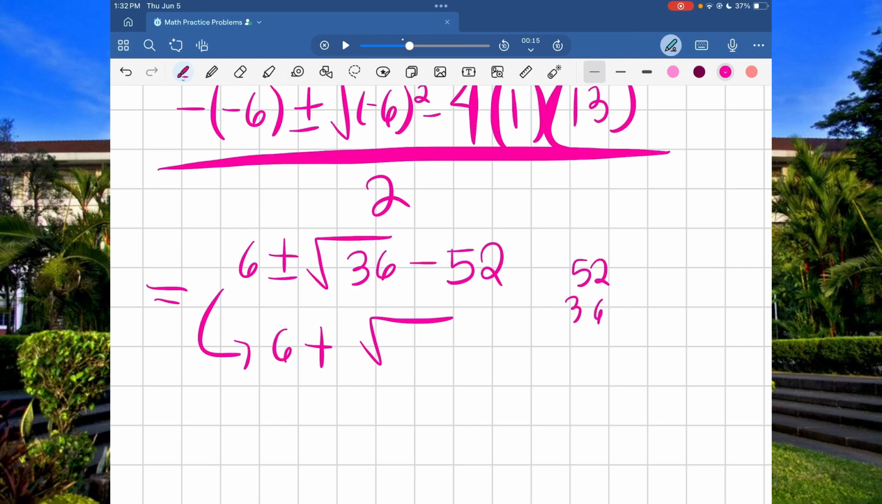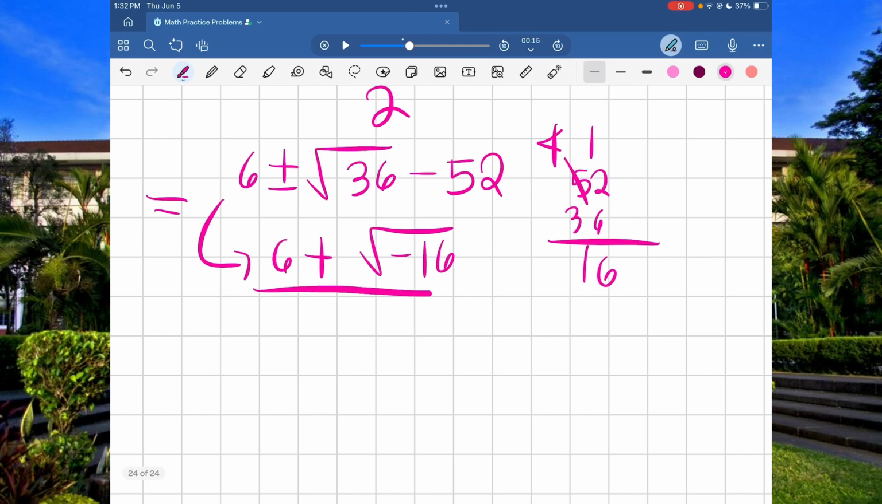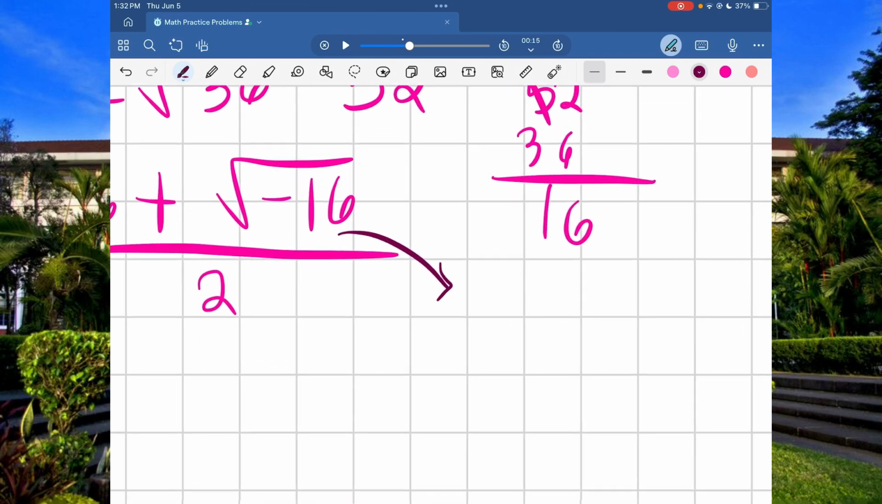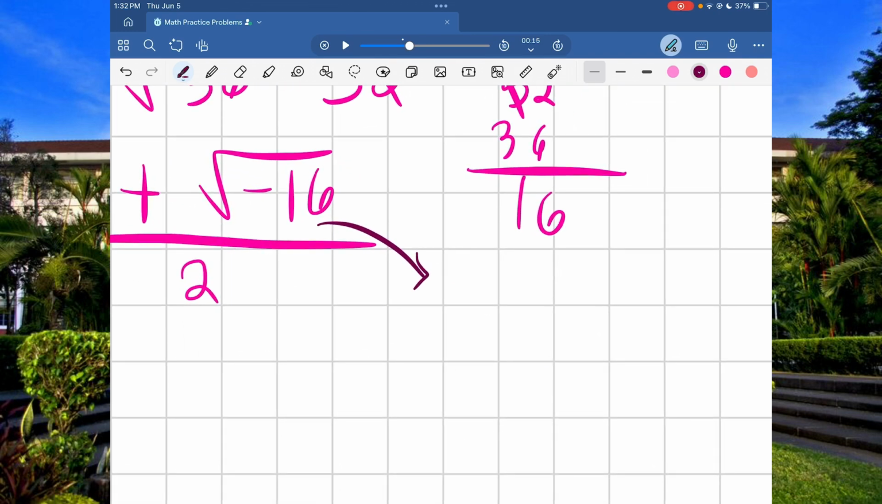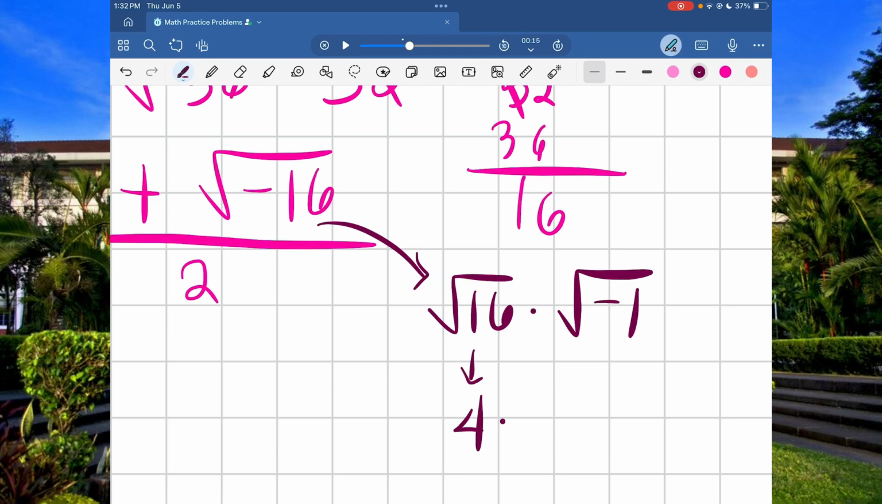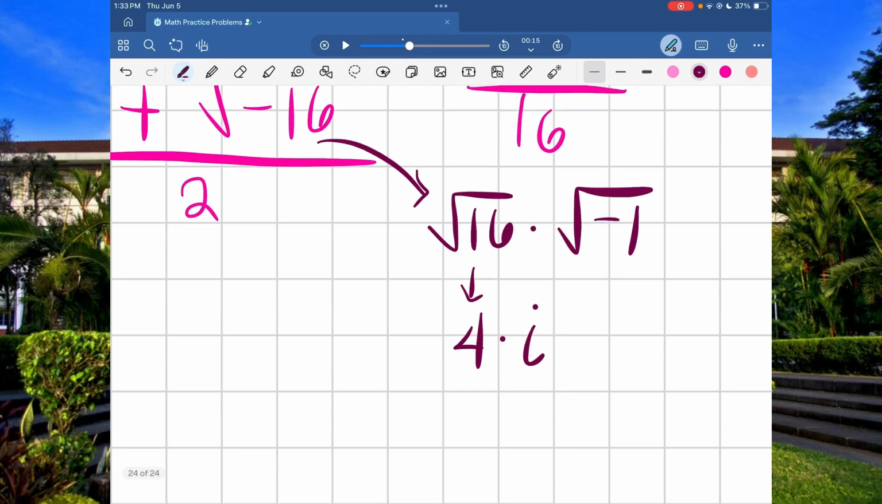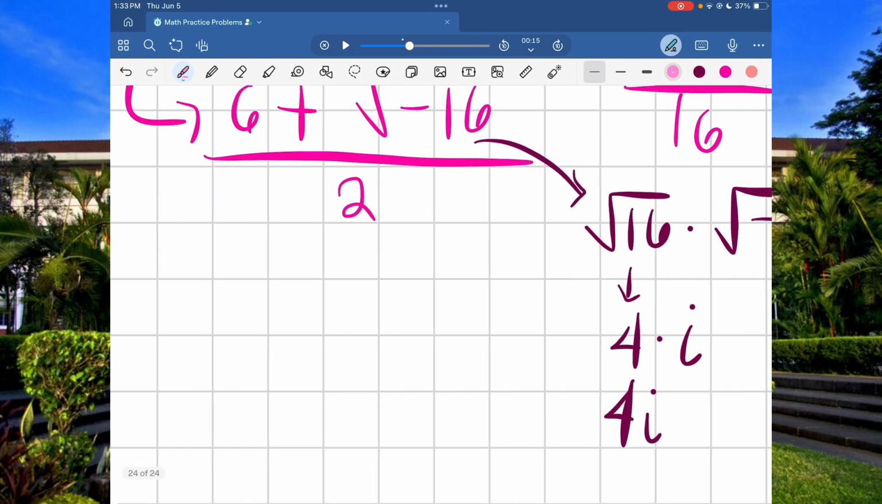So we're gonna subtract 52 minus 36, you have 16. Copy the sign of the bigger number, that is negative, divided by 2. So we both know that square root of -16 can be simplified into square root of 16 times square root of -1. So the square root of 16 is 4 times square root of -1. Once again, that is just i, so we'll have 4i.